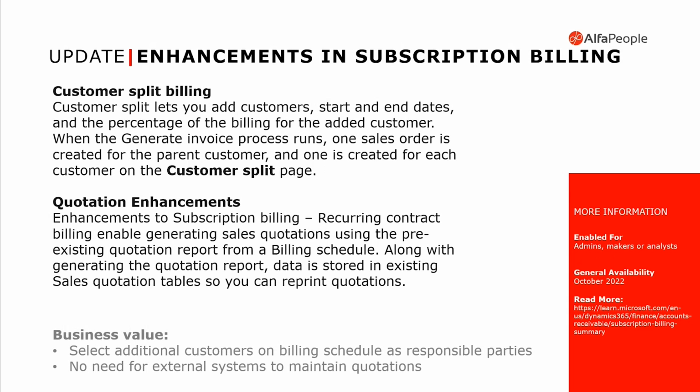Another feature which will come in Wave 2 is some enhancements on subscription billing. The first one would be the customer split billing. Customer split lets you add customers, start and end date, and percentage of billing for the added customer. And when you then run the invoice process, one sales order is created for the parent customer and one is created for each customer on the customer split page.